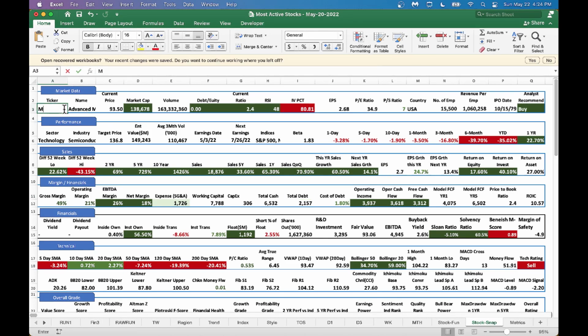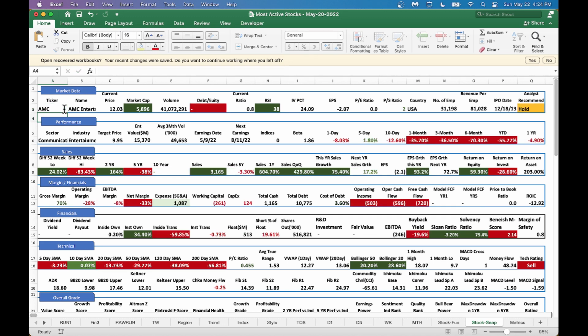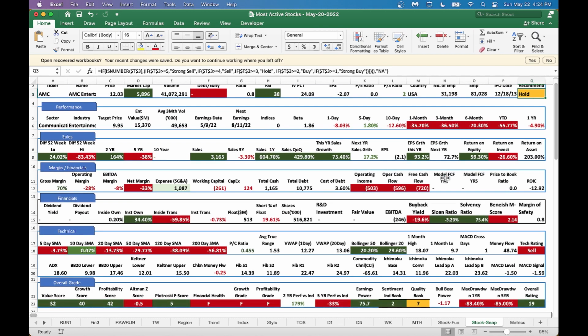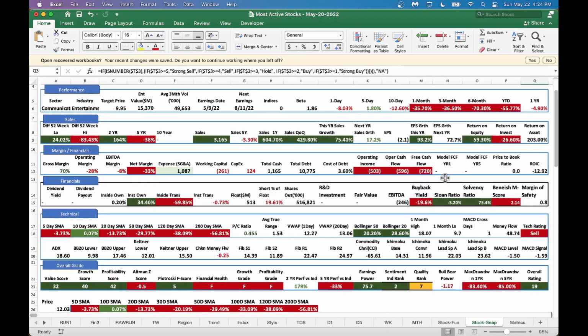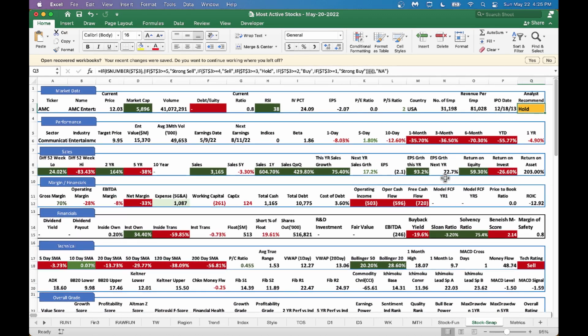If I go back to my chart and bring up AMC here, as you scan through, it's not doing great. It's got a hold recommendation from analysts. We've got the current ratio, and RSI is pretty low here. I'm trying to see where my short is. Let's look for short here. Look, short ratio is 19.61. That tells you this can also squeeze those shorts and go higher.